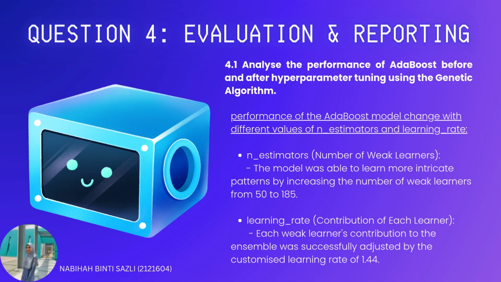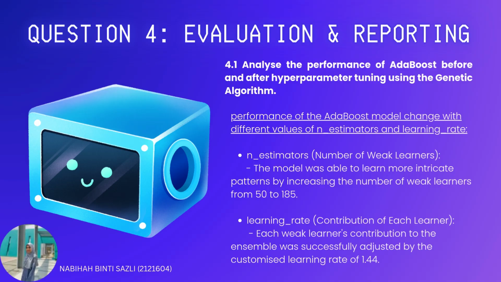Okay, so moving on to the performance of the AdaBoost model change with different values of n_estimators and also learning rate. The first one is n_estimators, or what we call the number of weak learners. The model was able to learn more intricate patterns by increasing the number of weak learners from 50 to 185.